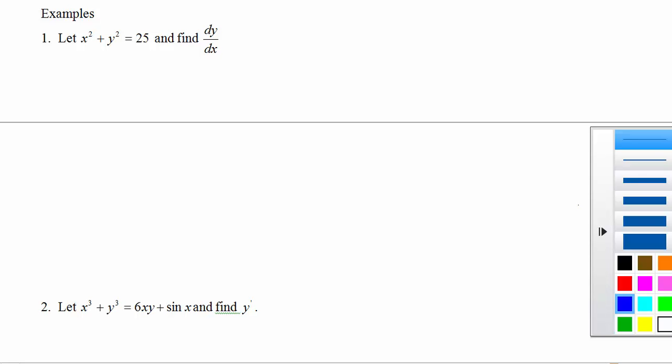And now you would solve for y prime. There's only one in the problem, so I'd subtract 2x from both sides. So I'd have 2y y prime equals negative 2x. Divide by 2y, and then just simplify the 2's, so my answer would be negative x over y. Okay, so seems pretty simple, not much different than what we were doing, but of course they're going to get a little bit harder.